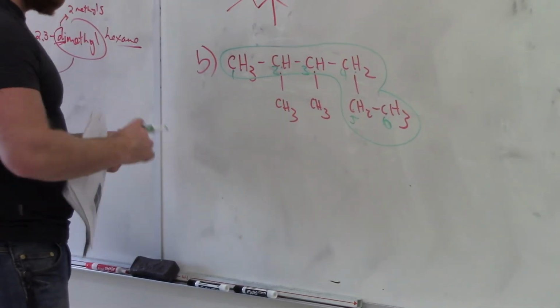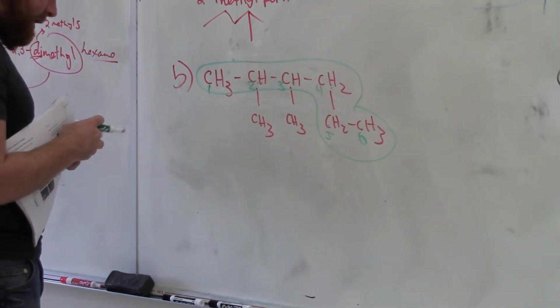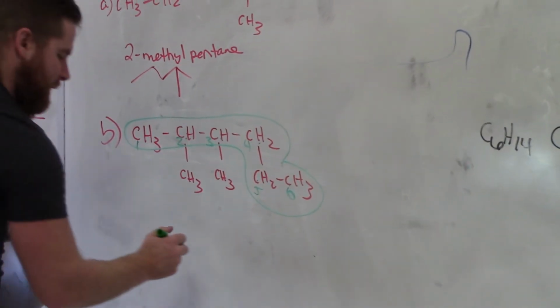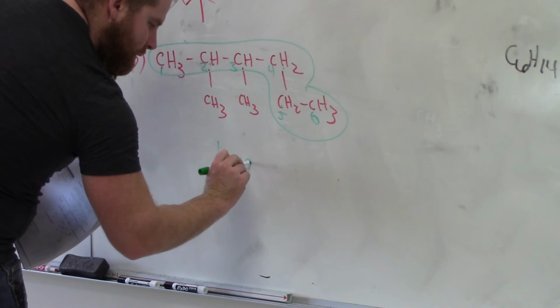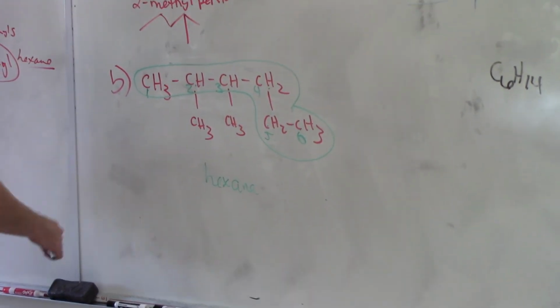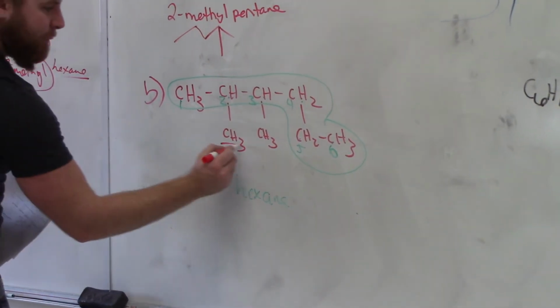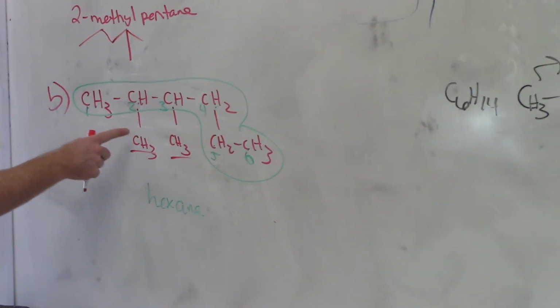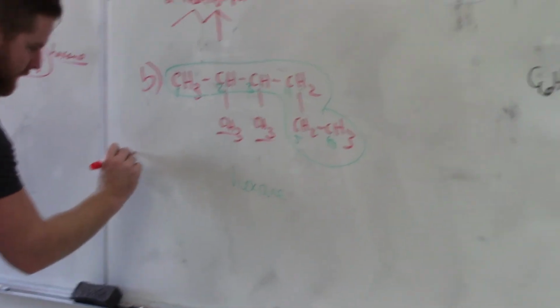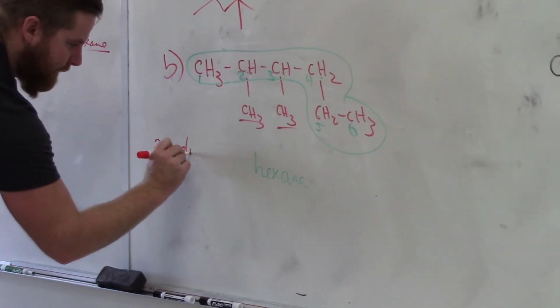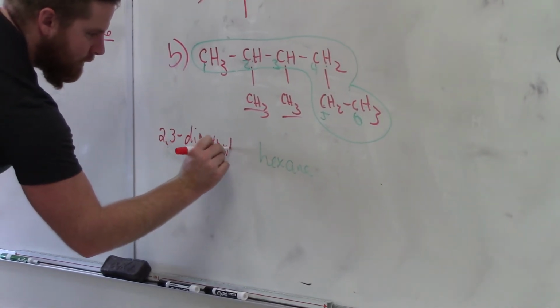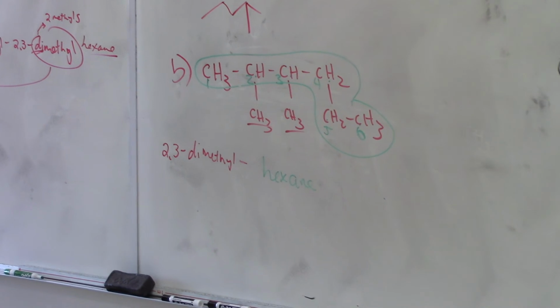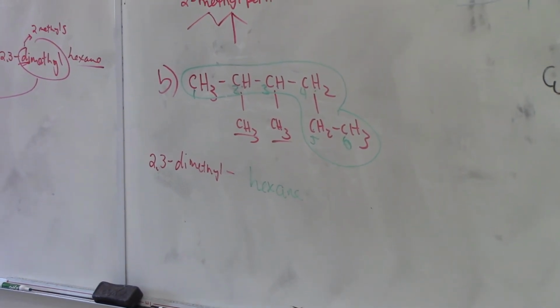So my parent molecule is hexane. So I'm going to name that first, and then I'm going to fill everything in after. Okay? And this is a side branch, and this is a side branch. So this is 1 carbon, and this is 1 carbon, and they're on carbon 2 and 3. So this is 2, 3, and there's 2 of them, so it's dimethyl hexane.